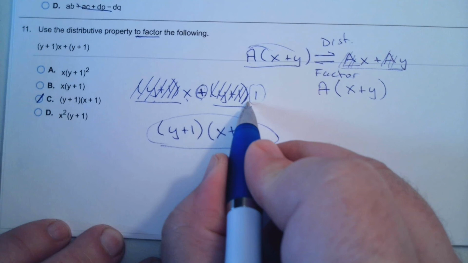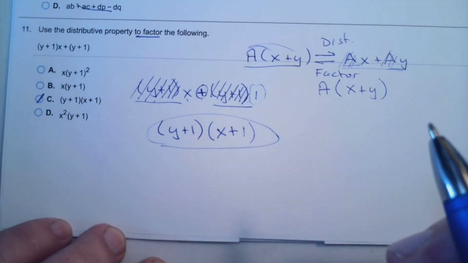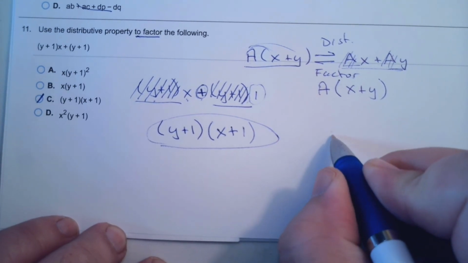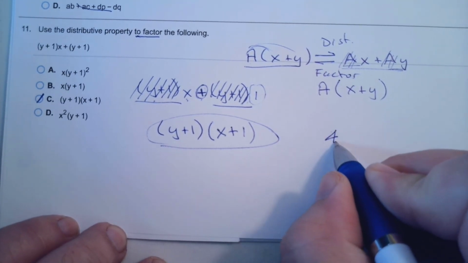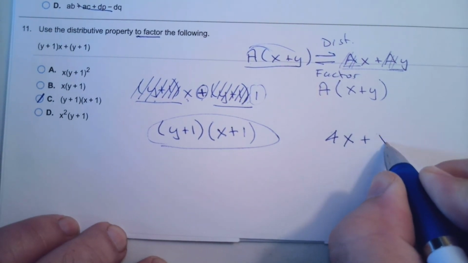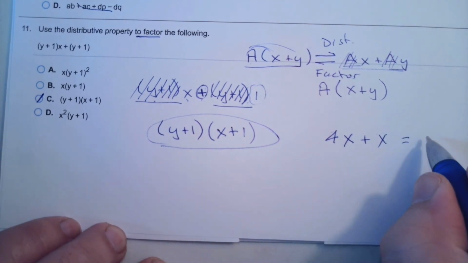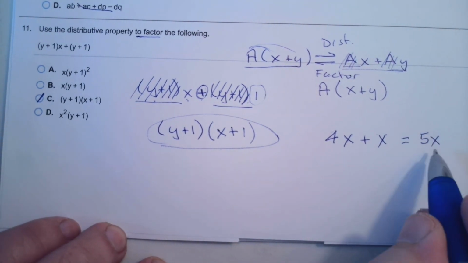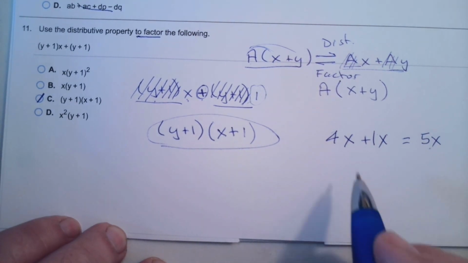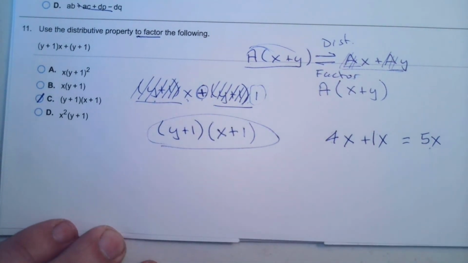So be very careful. If there's no number in front of a parenthesis or in front of a variable, then there's a 1. For example, 4x plus x equals 5x. Why is it 5x? Because there's a 1 right there. So 4 plus 1 is 5. The same thing works when we're doing factoring and stuff like that.